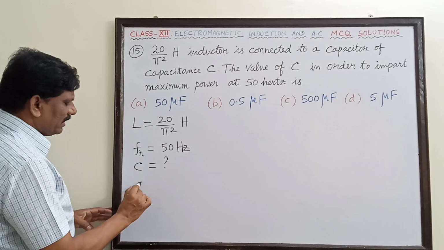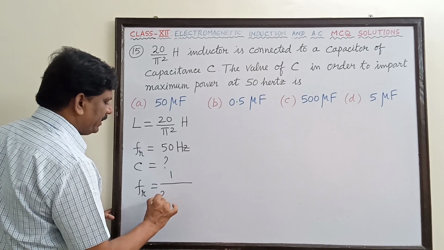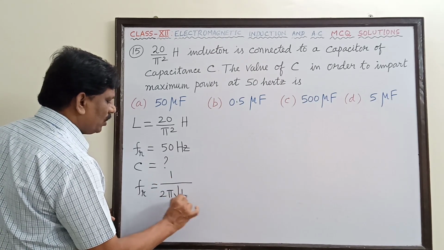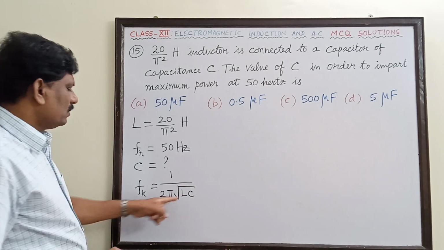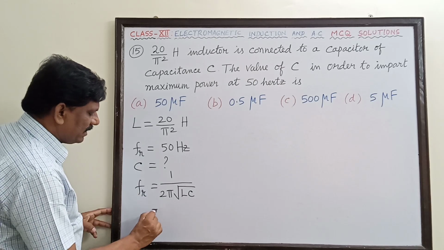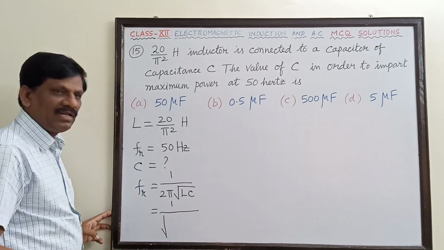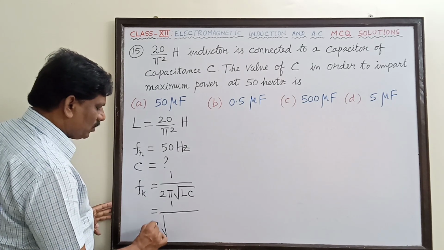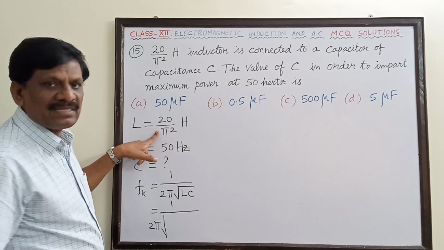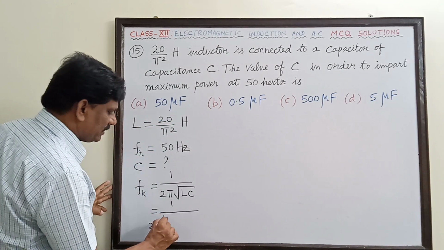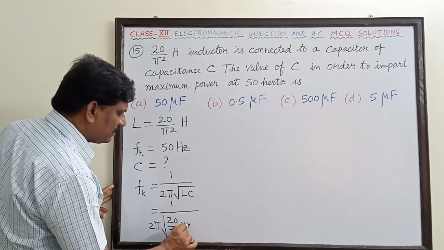So the resonant frequency is equal to 1 divided by 2 pi into square root of L into C. So I will substitute. So this is now equal to 1 divided by 2 pi into square root of L. So instead of L, I am going to substitute 20 by pi square. So this is 20 divided by pi square into C.